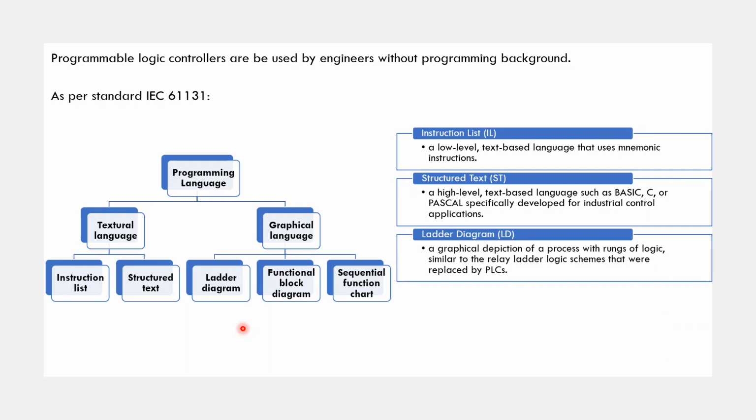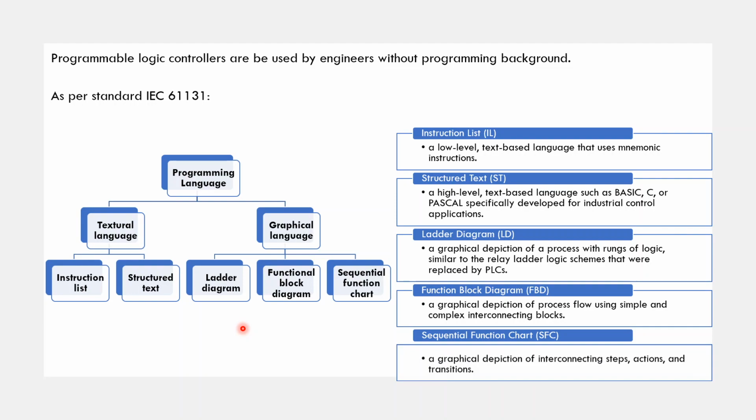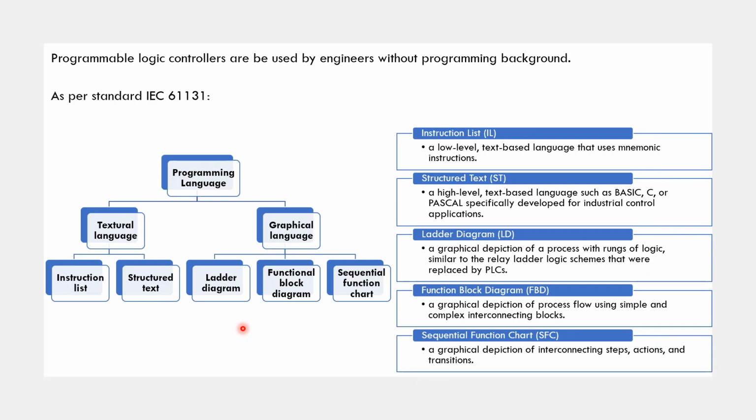Then the next is the ladder diagram, a graphical representation of a process with rungs of logic, similar to the relay ladder logic schemes that were replaced by the PLC. Next is the functional block diagram, a graphical depiction of process flow using simple and complex interconnecting blocks. And the last is sequential function charts, a graphical depiction of interconnecting steps, actions and transitions.